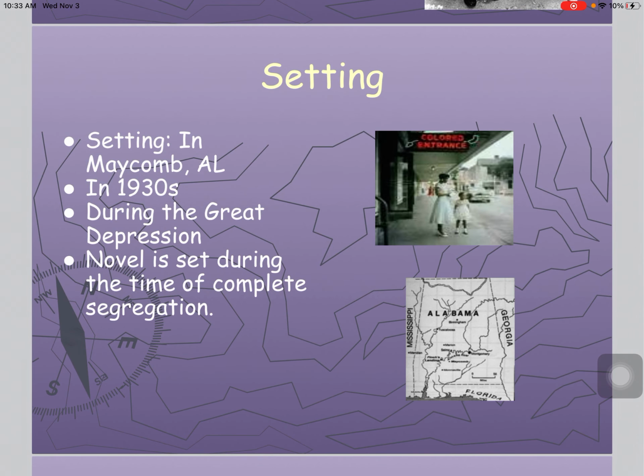So the setting of the book takes place in a small town called Maycomb, Alabama. It's set in the 1930s during the Great Depression. The novel is also set during a time of complete segregation, meaning that blacks and whites had a different set of rules. This was a time of heavy racism where African Americans were not allowed to be at the same schools, the same churches, as white people.